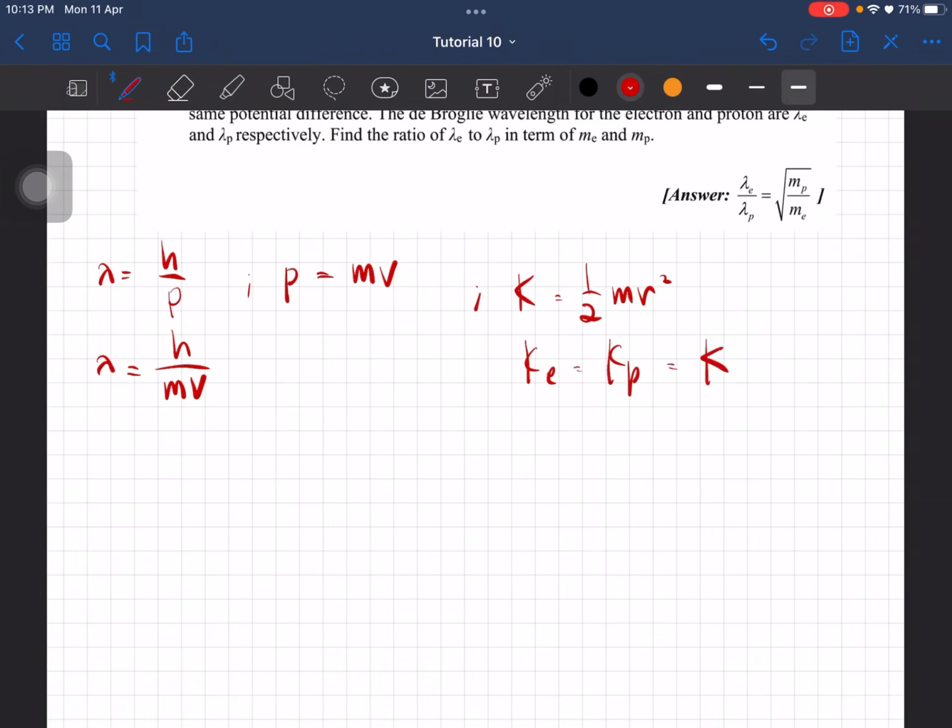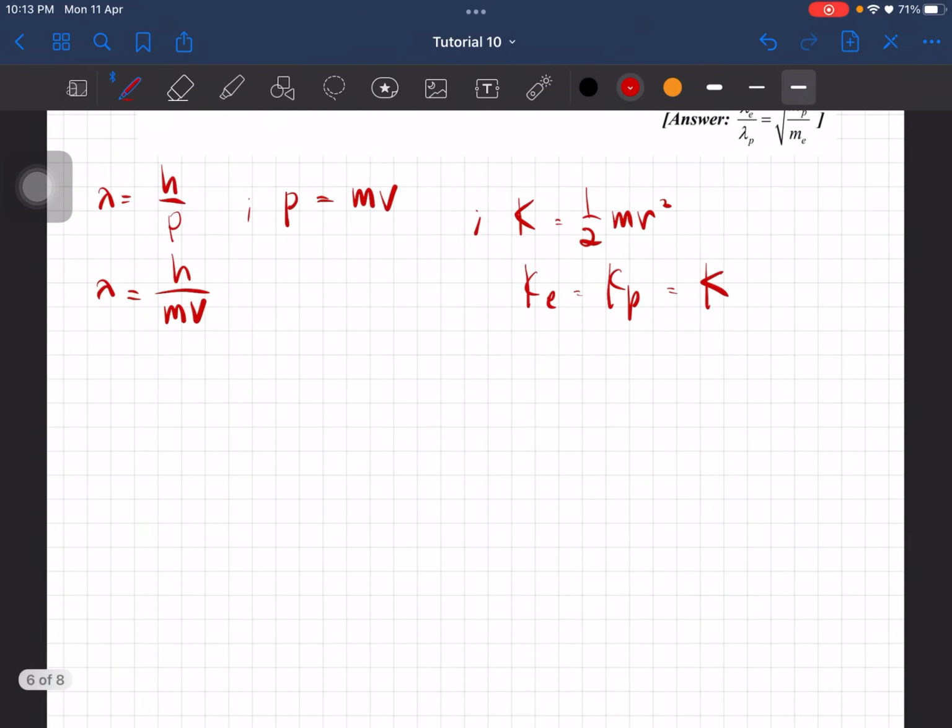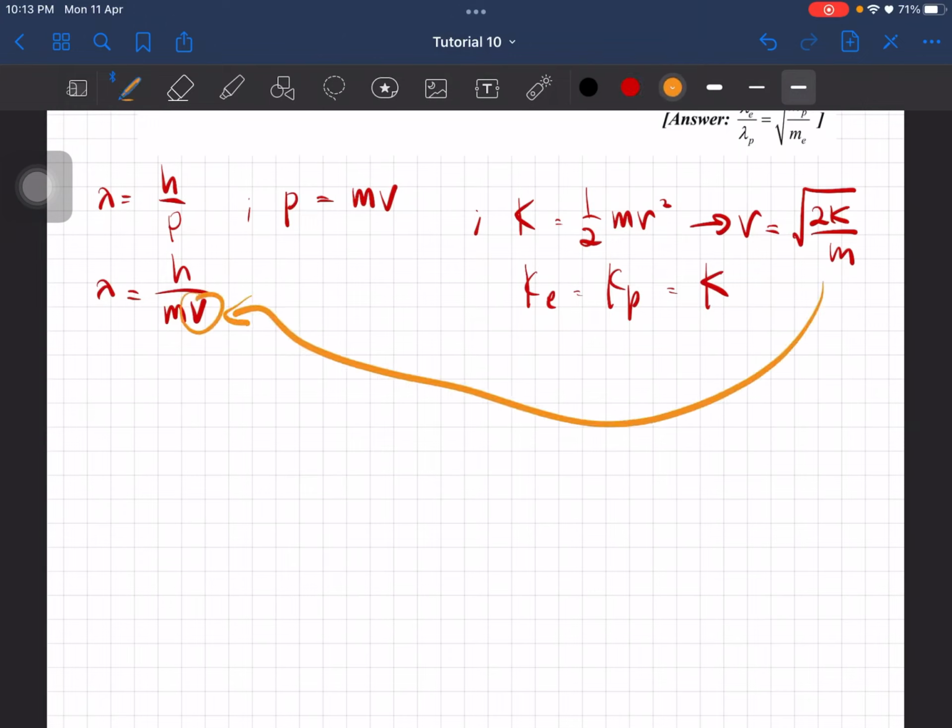Okay, so they will have the same kinetic energy, and then from here we can then let v be equal to the square root of 2K over m. Yes, okay. So from here we can then substitute this into v over here, so we get h over m times the square root of 2K over m.